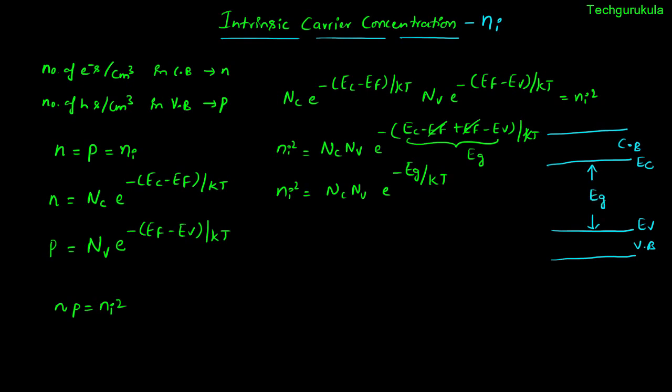Now we have the Ni square value. Now let us find what Ni is. Ni is equal to the square root of Nc Nv times e power minus Eg over 2Kt.